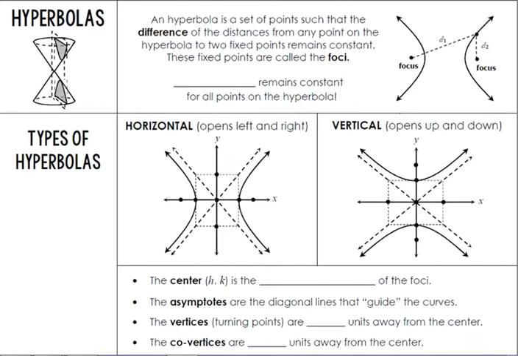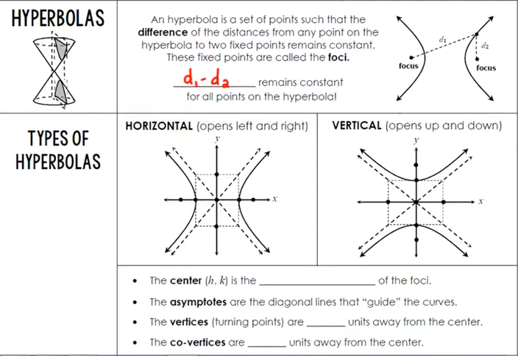A hyperbola is a set of points such that the difference of the distances from any point on the hyperbola to two fixed points remains constant, and those fixed points are the foci. So it's kind of like an ellipse, where we have the two foci, and the points on the ellipse were the sum of those two distances. For a hyperbola, it's the difference of those two distances. So d1 minus d2 remains constant for all points on the hyperbola.